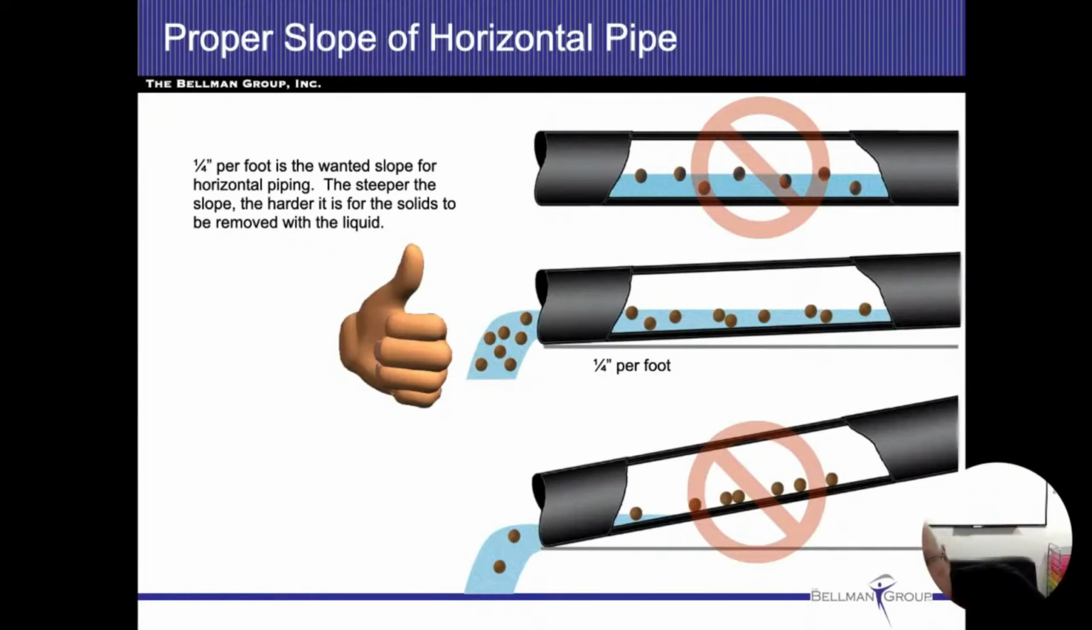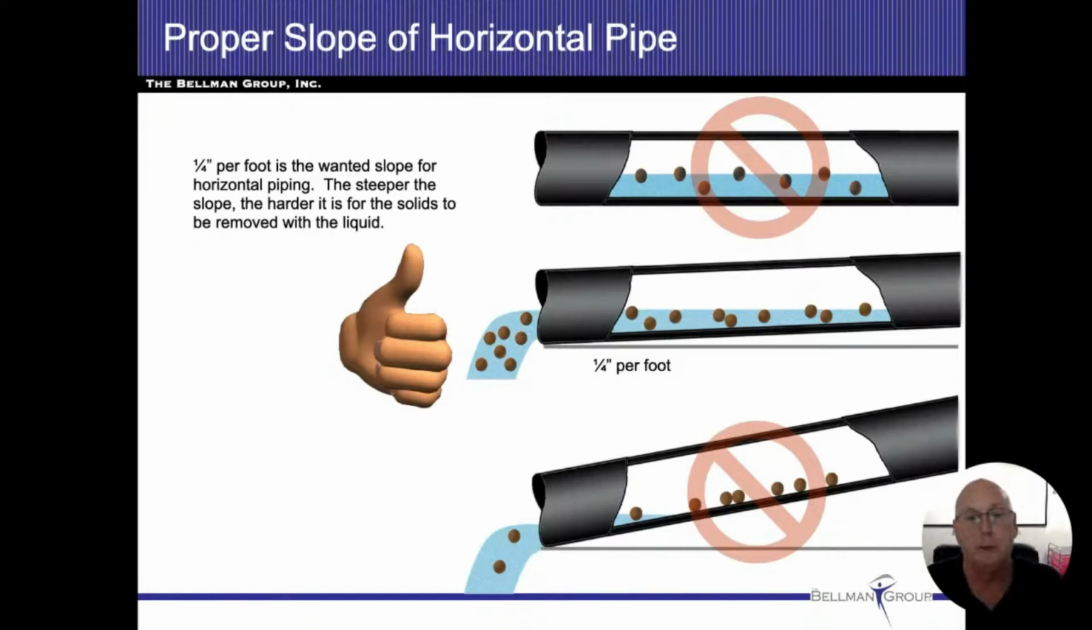The blue that you're seeing in these drawings is water. The brown little pellet things is poop. And if you have it too shallow, the poop and the water is going to stay in the pipe. If it's too steep, the water will get through real fast, but it won't be able to wash the paper and the poop and everything else with it. That 1/4 inch per foot, that's our happy space right there. And we'll have all the waste material flowing, and all the water will get out of the house.